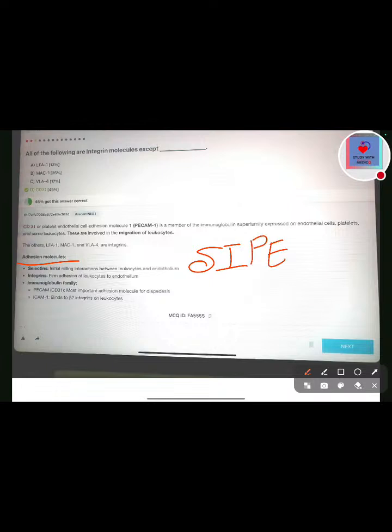PECAM is platelet endothelial cell adhesion molecule 1, and ICAM binds to beta 2 integrins on leukocytes. Beta 2 integrins are present on leukocytes, and ICAM will bind to that. So the adhesion molecules are selectins and integrins.